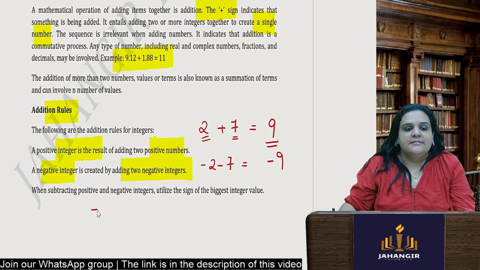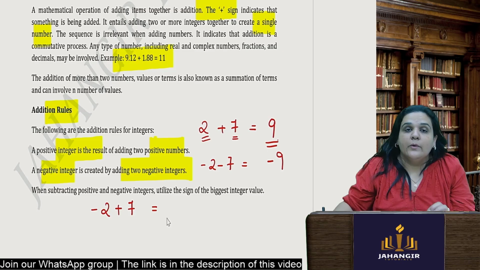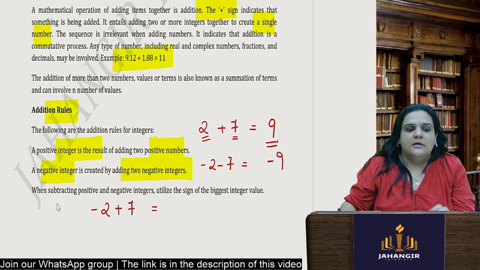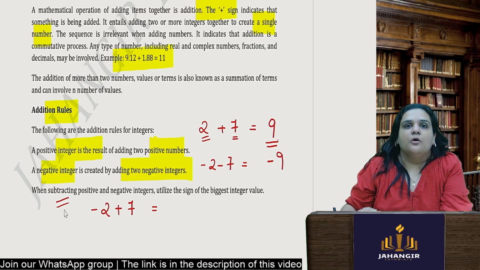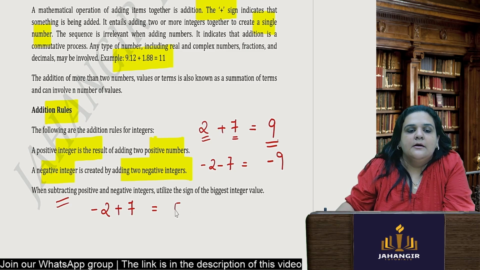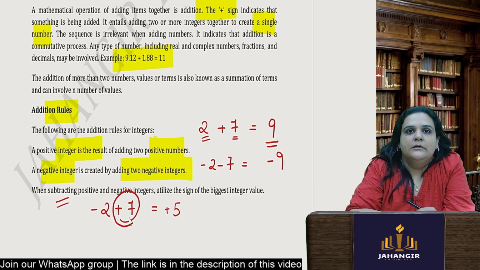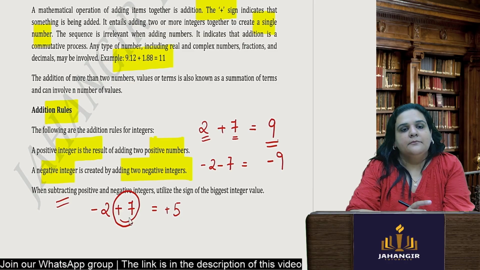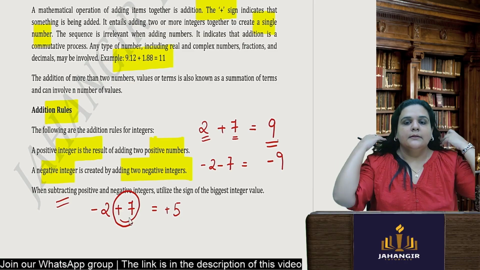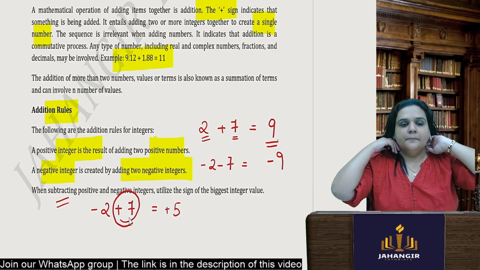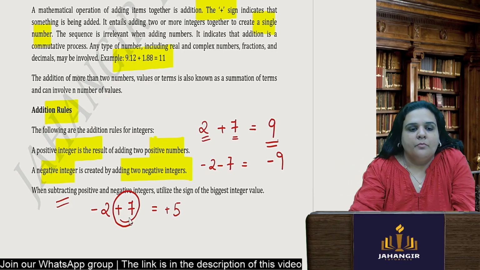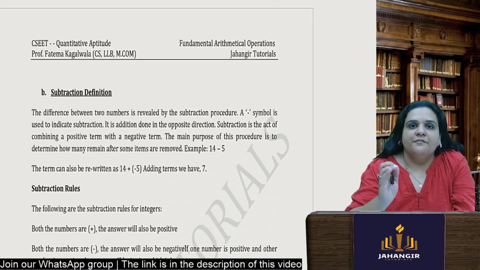And say if it is like minus 2 plus 7, one integer is negative, one integer is positive, we will always subtract. One positive, one negative, we will always subtract. You will get the number and the sign of the greater integer. Here the greater integer is 7. Clear, everyone? Okay, I'll move forward.